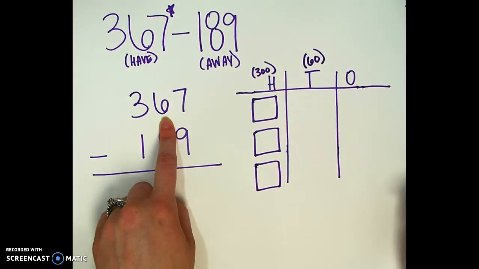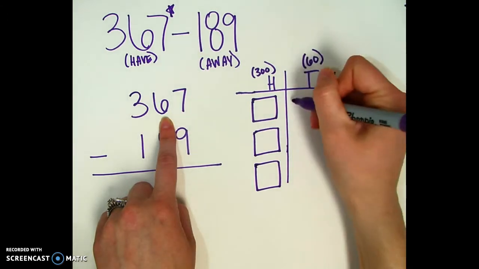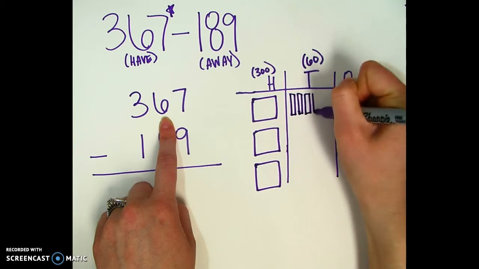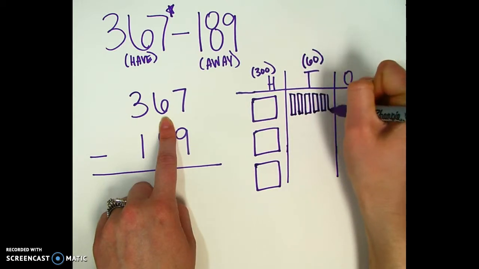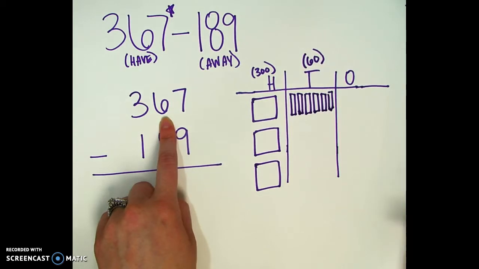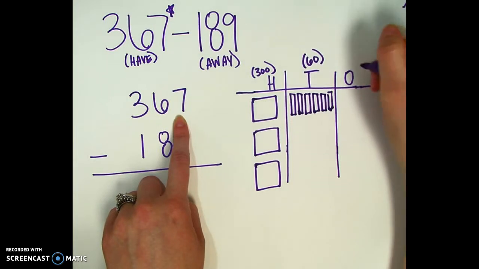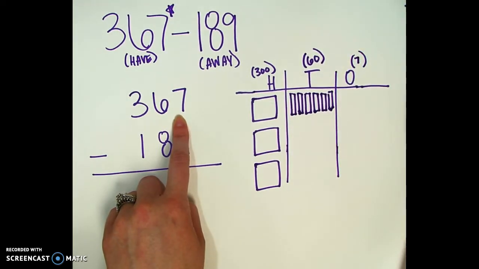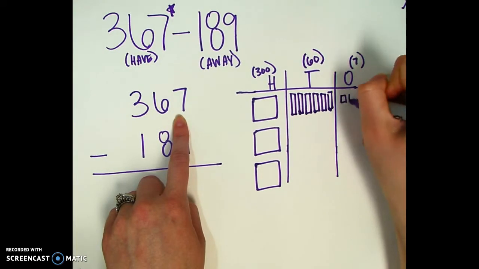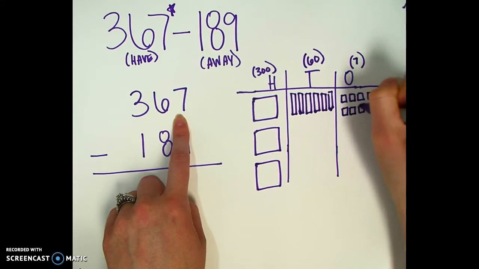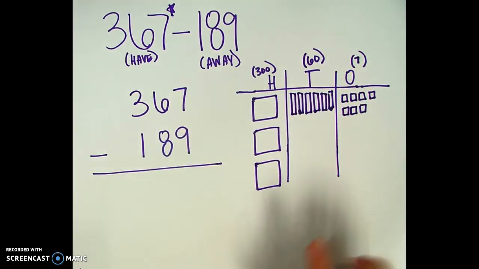If the value of that 6 is 60, I need to make 6 tens sticks. 1, 2, 3, 4, 5, 6. Then the last one is the 7. It's in the ones place. The value of that 7 is 7. So I need 7 ones. 1, 2, 3, 4, 5, 6, 7. So this is a visual representation of what I have in 367.